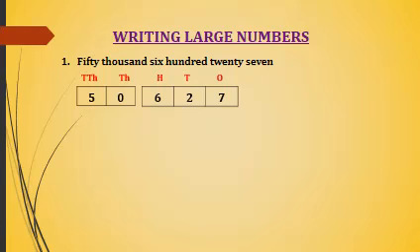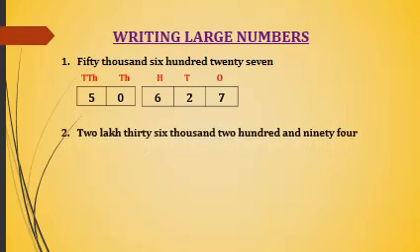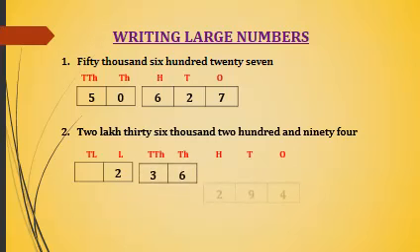The next example is 2,36,294. First we will make period blocks and fill the places. Here in lakhs place 2 will come, in 10,000's place 3 will come, in thousands place 6 will come, in hundreds place 2 will come, in tens place 9 will come and in ones place 4 will come.